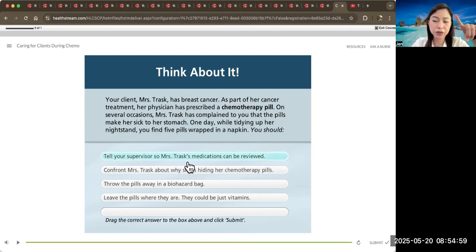First, you have to tell your supervisor so Mrs. Trask's medications can be reviewed. Second, confront Mrs. Trask about why she is hiding her chemotherapy pills. Three, throw the pills away in a biohazard bag. Four, leave the pills where they are. They could be just vitamins.